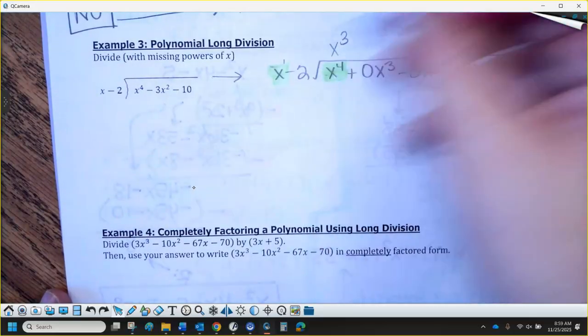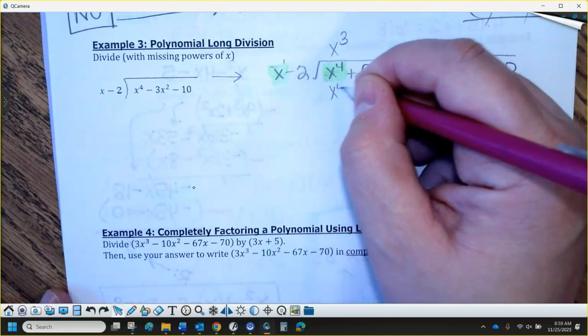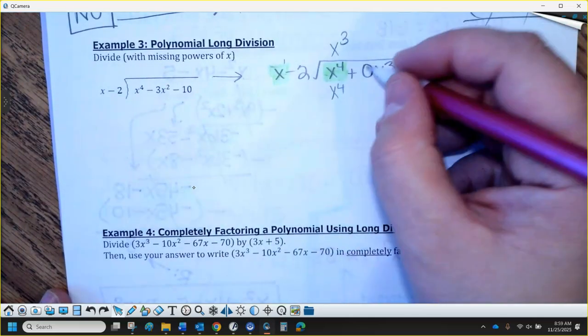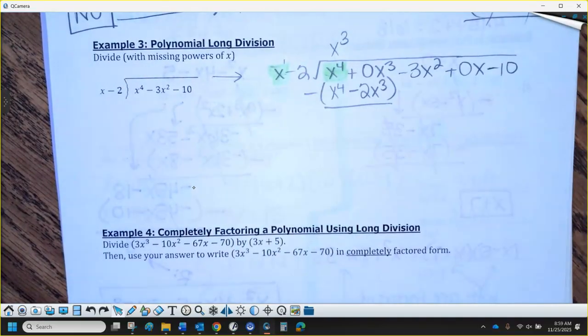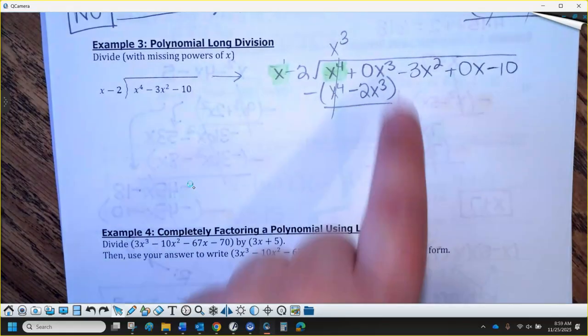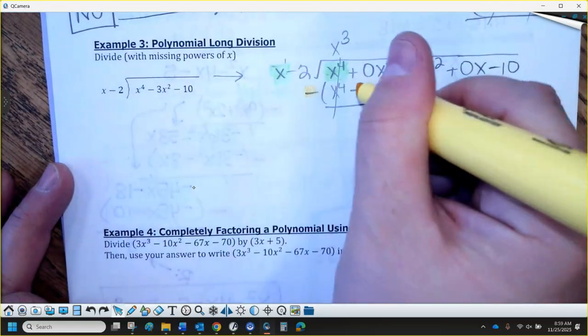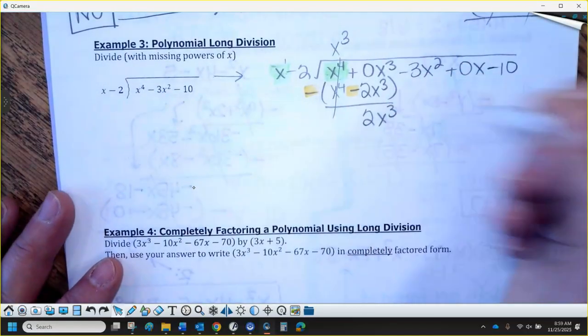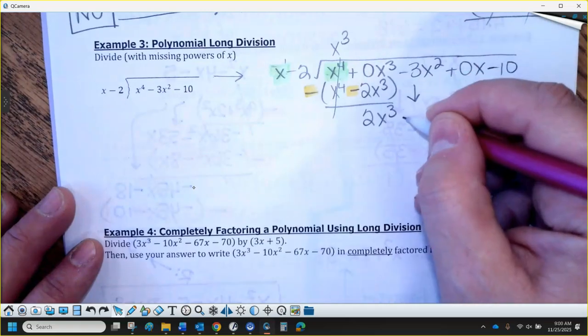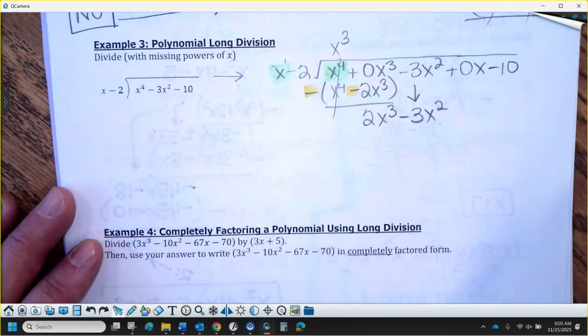Okay, now here you're going to see exactly why I did this. So x to the 3rd times x is x to the 4th. x to the 3rd times negative 2 is negative 2x to the 3rd. And again, I just put that in parentheses so I don't forget to distribute that subtraction. And then that 0x cubed is literally just in there to help you with the subtraction between those two steps. These guys go. So I have 0, minus a negative 2, which would really be 0 plus 2. So this is going to turn into positive 2x cubed. I'm going to bring down the next term in the polynomial, which is that negative 3x squared, and just rinse and repeat.